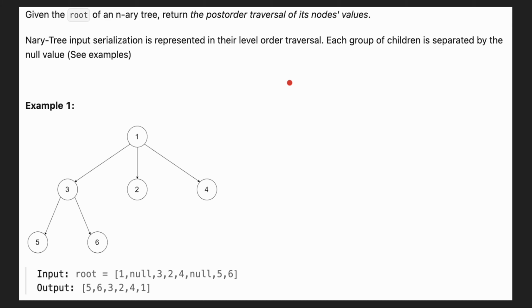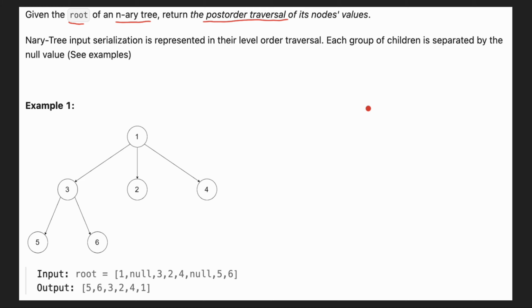Hi everyone, it's Sorkin. Today we have a problem when we are given a root of an N-ary tree and we need to return all the values of the nodes after post-order traversing our tree. So let's take this example and let's first clarify what is the post-order traversal.